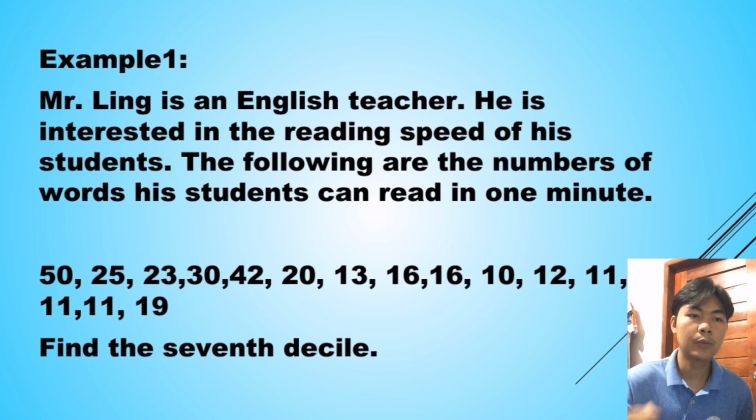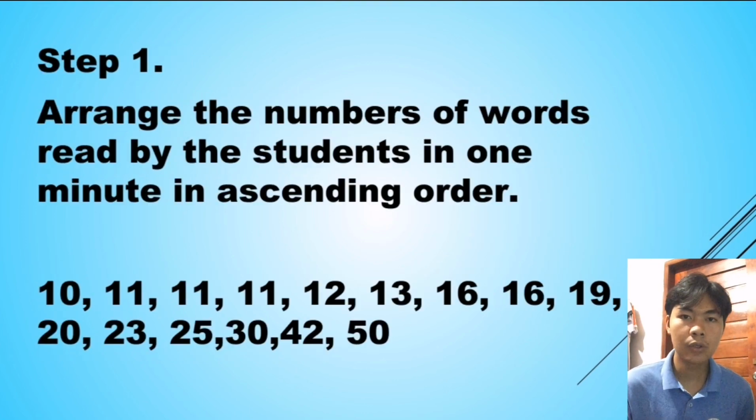So, ano nga ba ang gagawin natin? We need to follow the step by step para makuha natin yung 7th decile. Okay, step 1, ano ang una nating gagawin? We need to arrange the numbers of words read by the students in 1 minute in ascending order. So ulit, pag sinabi nating ascending order, mula sa pinakamaliit hanggang sa pinakamalaki. As you can see, in-arrange natin siya into ascending order. Nauuna yung 10, sinusundan ng 11, 11, 12, and so on.